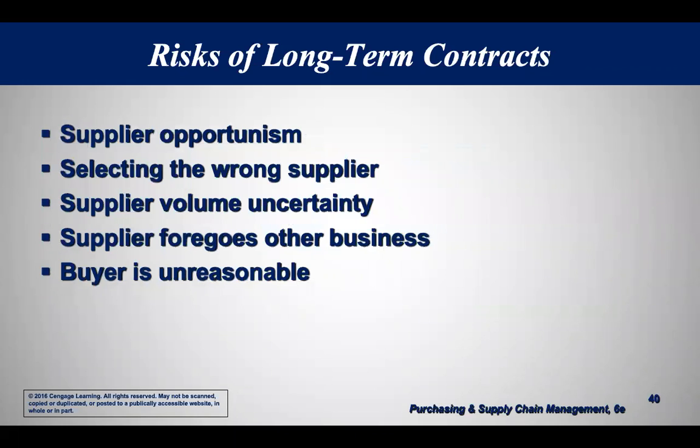Because there are some downsides. So supplier opportunism is obviously one. Selecting the wrong supplier, the volume uncertainty, it can be a problem for the supplier. The supplier may have to give up other business if they can't expand. If they sign your contract and then a short time later they get another customer who wants lots of desks, they either have to give up that business or they have to invest in expanding their factory, et cetera, which might be a good thing. Okay. And maybe the buyer is being unreasonable in a long-term contract.